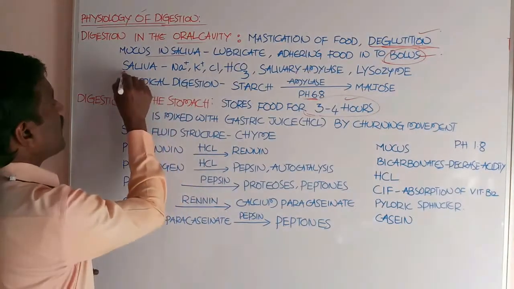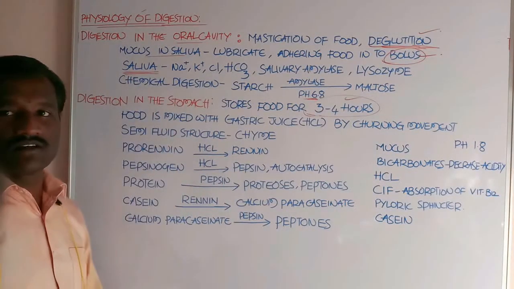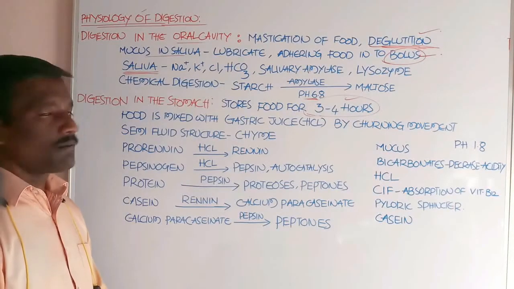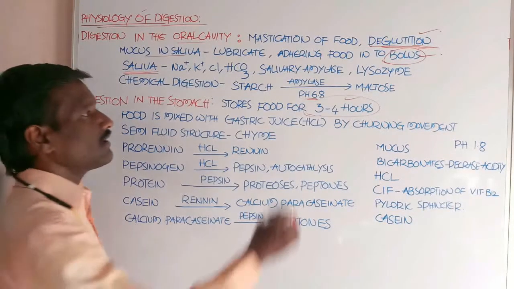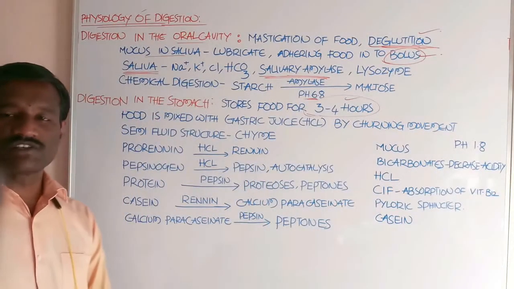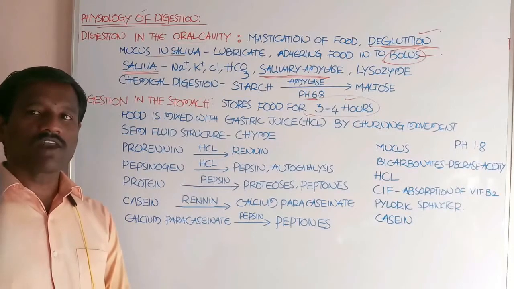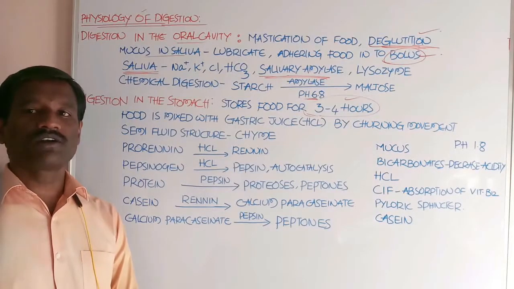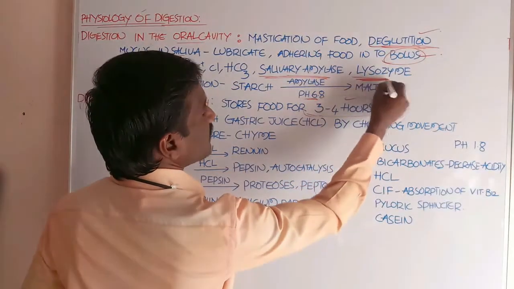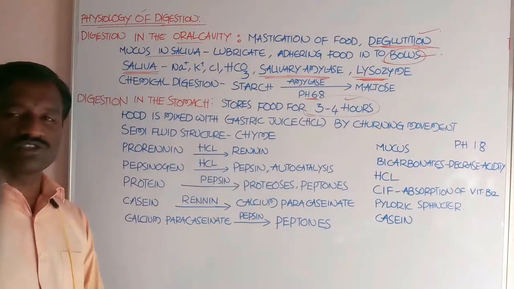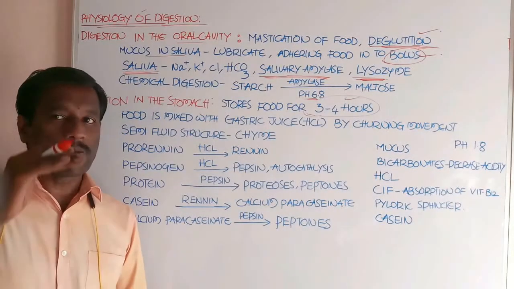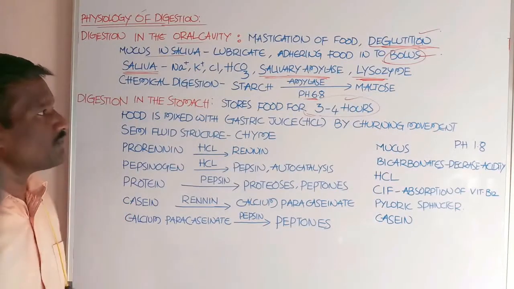Saliva consists of electrolytes: sodium, potassium, and bicarbonates. One of the enzymes is salivary amylase, alpha amylase, also called ptyalin. Another enzyme present in the saliva is called lysozyme. Lysozyme helps in killing the microorganisms in the food.